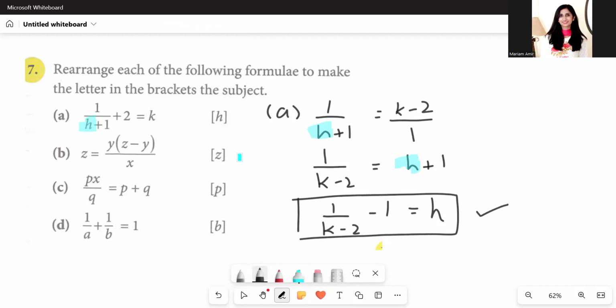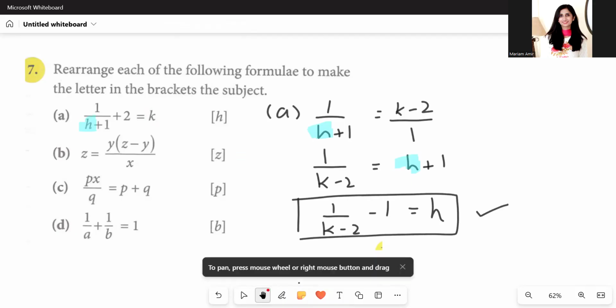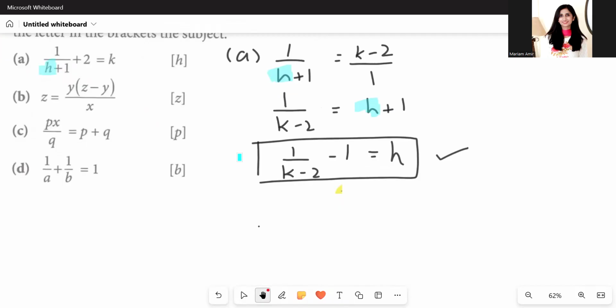They must have taken the LCM there. We didn't take it. This is a good enough answer. They did one extra step which isn't required here because they did not ask us to give the answer as a single fraction. If you want to do that extra step, that's going to be like this.